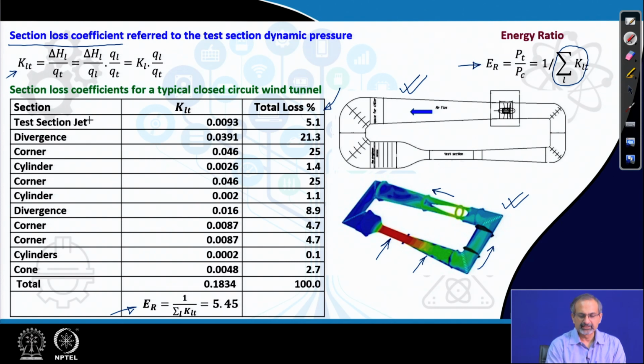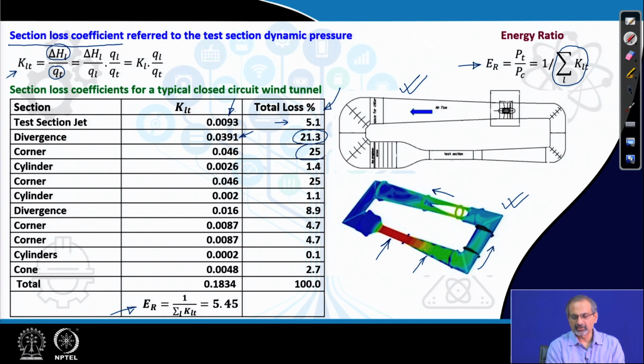Starting from the test section jet, that incurs a loss of around 5% of the total circuit losses, and keep a watch on the KLT figures. By definition, KLT is the stagnation pressure loss across the component divided by the dynamic pressure which is there at the test section. As you move into the diverging section after the test section, you can see that the loss is significantly larger than what you have in the test section jet, and that accounts for almost 4 times the loss, about 21%. That happens to be one of the largest losses.